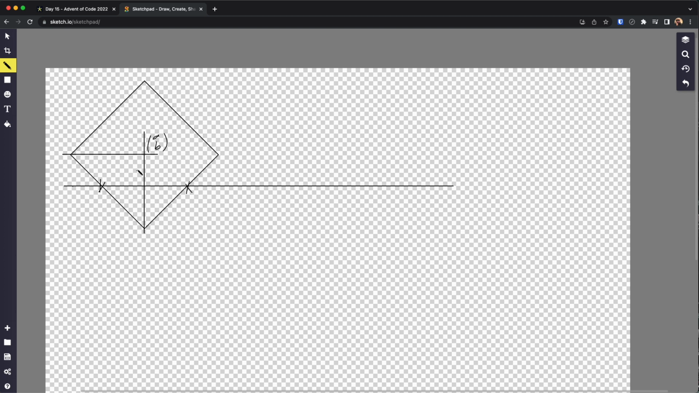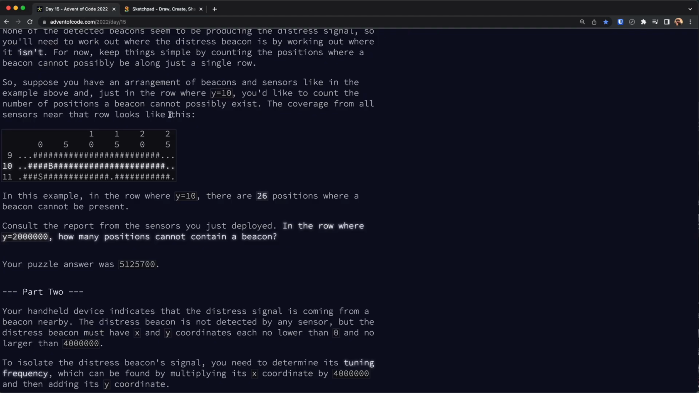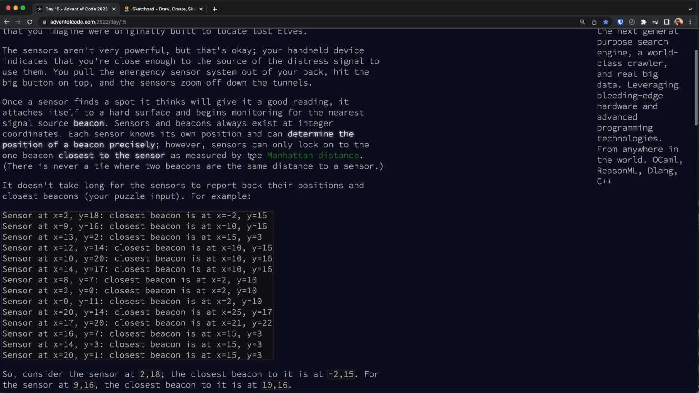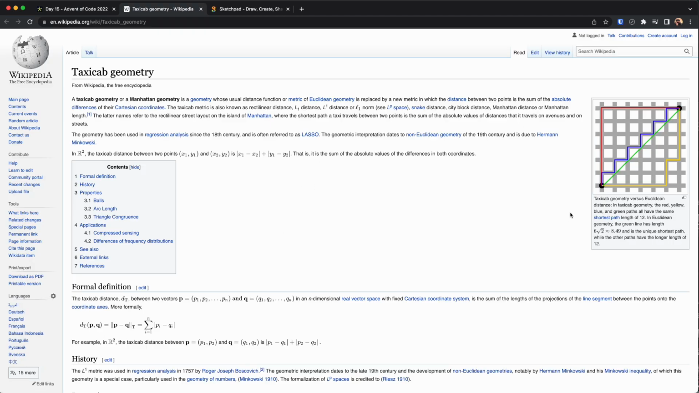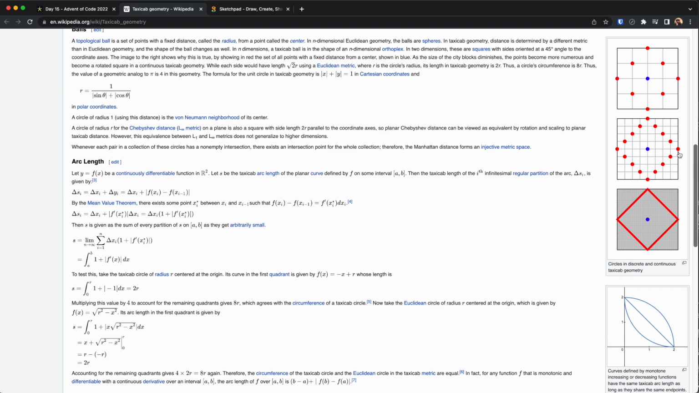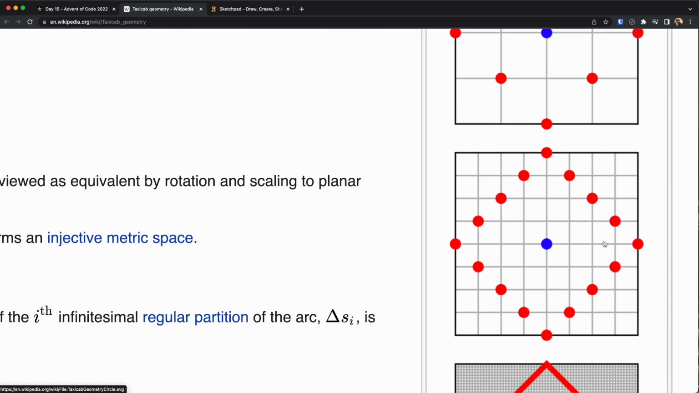Okay, so there is something in the puzzle here called Manhattan distance. Manhattan distance says that, looking at this shape, the distance between this blue circle and all of the red circles around it is 4, because there are 4 steps going from this one to any of these. 1, 2, 3, 4. 1, 2, 3, 4. Or this one, 1, 2, 3, 4. So this is what we are going to use for this puzzle.